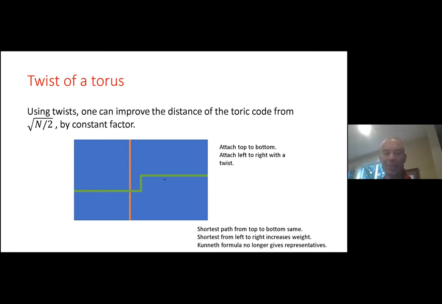Now you have some representative that goes from the top to the bottom like that. The Künneth formula still works enough to tell you that representative, but you no longer have a representative that goes straight across like that, because when it hits the right edge and the left edge they don't meet up. We're not joining the left to the right, we're joining the left to the right with a twist. So it has to make that twist up somewhere in the middle.